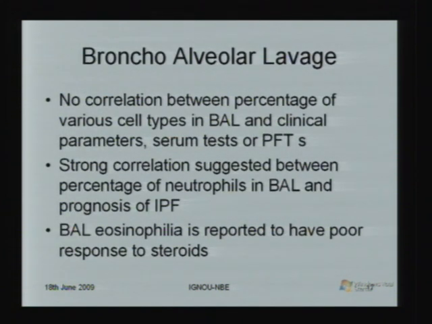Now, how does bronchoalveolar lavage help? Remember that there is no definite correlation between the percentage of various cell types in the bronchoalveolar lavage and the clinical parameters, the serum tests or the pulmonary function tests. However, a strong correlation has been suggested between the percentage of neutrophils in the bronchoalveolar lavage and the prognosis of idiopathic pulmonary fibrosis. Bronchoalveolar lavage eosinophilia, remember, is reported to have a poor response to steroids.